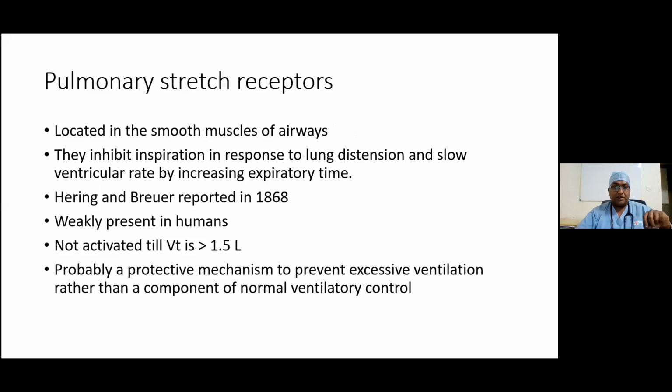Now, there are also pulmonary stretch receptors, which are located in smooth muscles of airways. They inhibit inspiration in response to lung distension and slow the respiratory rate by increasing expiratory time. Hering and Breuer reported this in 1868. Now, this is weakly present in humans. It is not activated until the tidal volume is more than 1.5 liters.